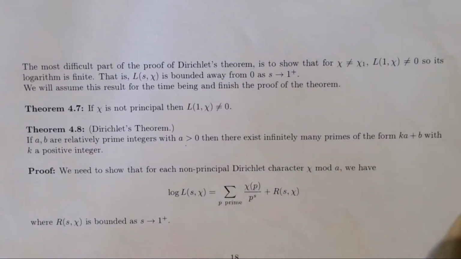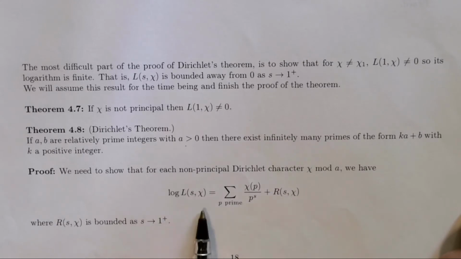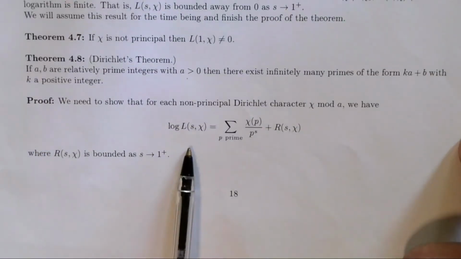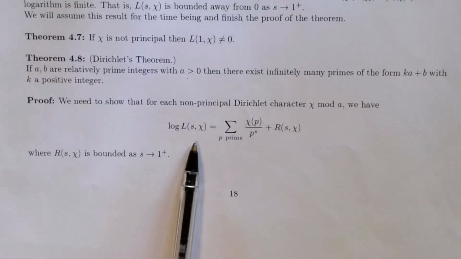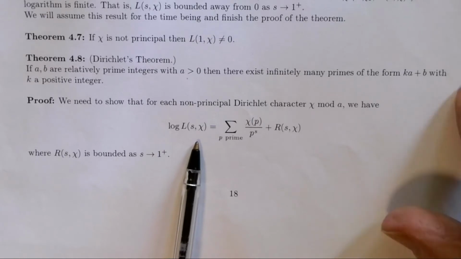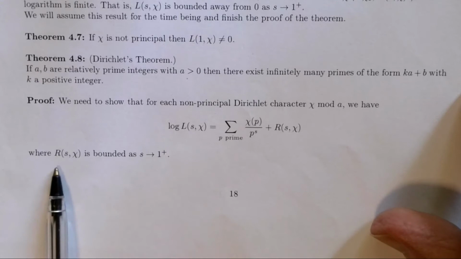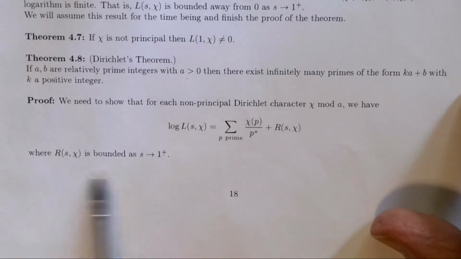Now, we firstly need to show that for each non-principal character, chi mod a, well, we've seen this result before, that I can take the logarithm of this using the Dirichlet series and then using the Euler product and using some Taylor series. And I need to show that this remainder here is bounded as s goes to 1.